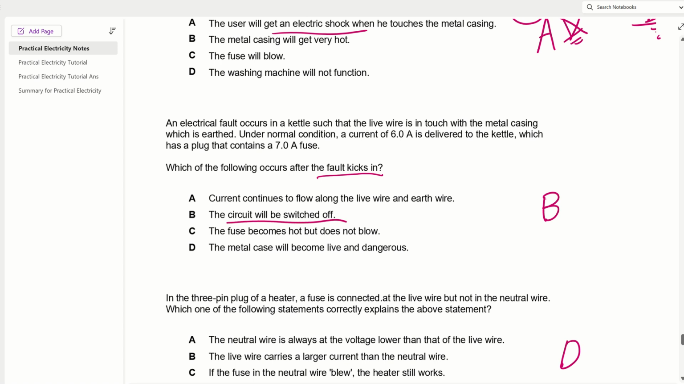Why? Because now the metal casing is live, and because it is earth, current will flow into earth and into the appliances simultaneously. Therefore, there will be excessive current. So if there's excessive current, the fuse will melt, and therefore the circuit will be switched off.